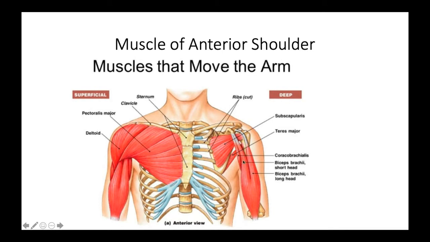So the biceps has a long head and a short head. The short head originates on the coracoid process, along with the coracobrachialis. If you look at the name, coracobrachialis, coraco for the coracoid process, brachialis meaning it's going to attach to the arm. Both short head and long head cross over the elbow, and it inserts on the radial tuberosity.